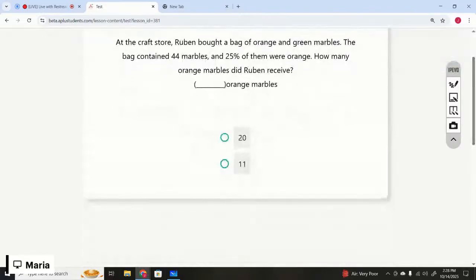At the craft store, Rubin bought a bag of orange and green marbles. The bag contained 44 marbles and 25% of them were orange. How many orange marbles did Rubin receive?